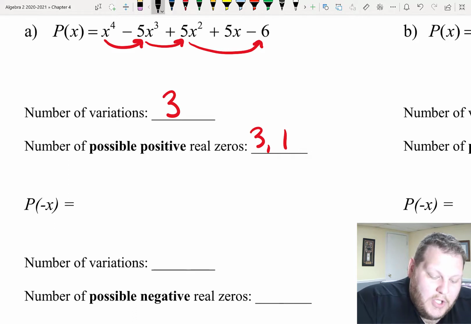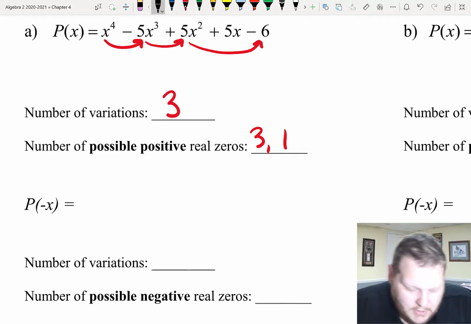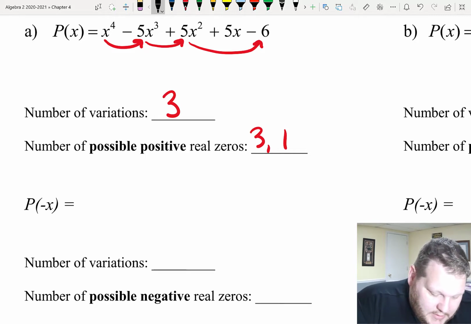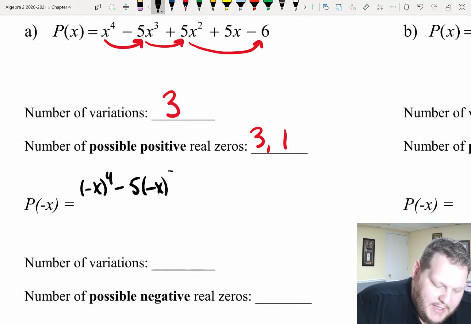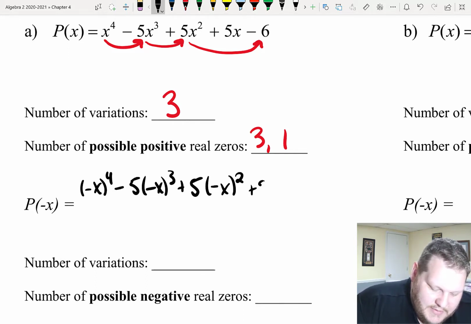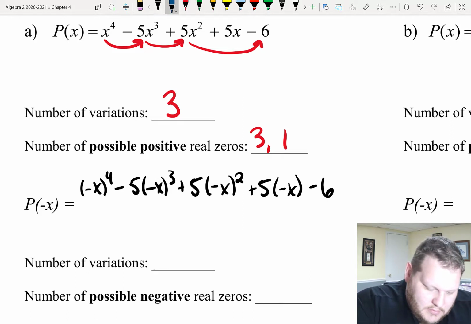Anyway, so what we have to do here is plug in a negative x into our equation. So what you could do, you could go through and actually plug them all in, where you say, all right, well, let's just go ahead and do this. Negative x to the 4th power minus 5 times negative x cubed plus 5 times negative x squared plus 5 times negative x minus 6. And then we have to go through and evaluate.